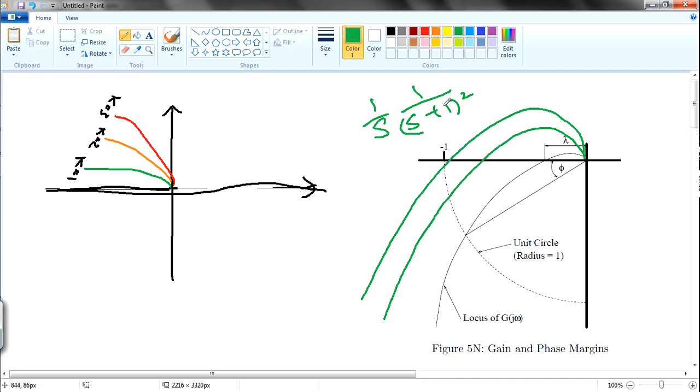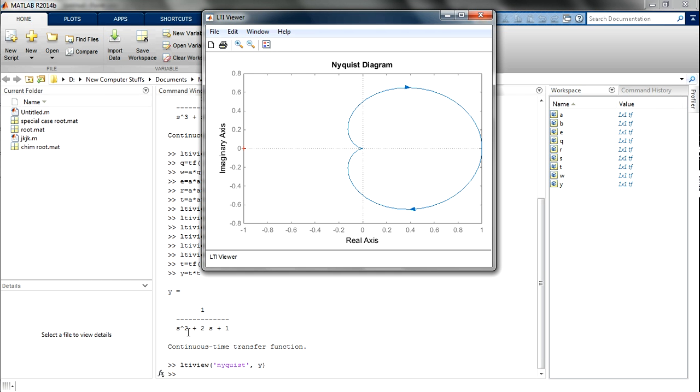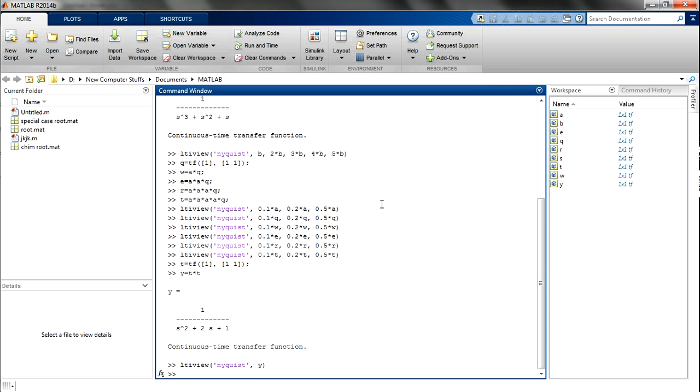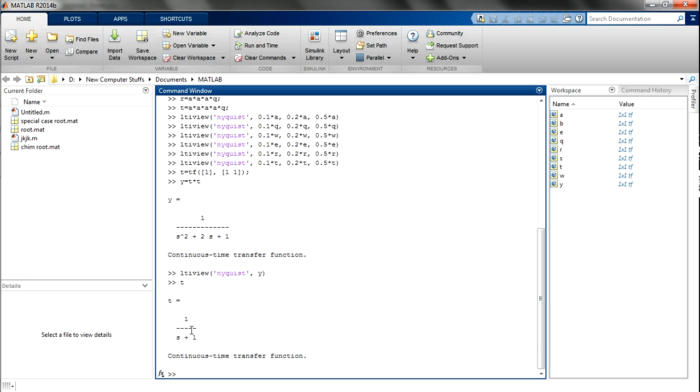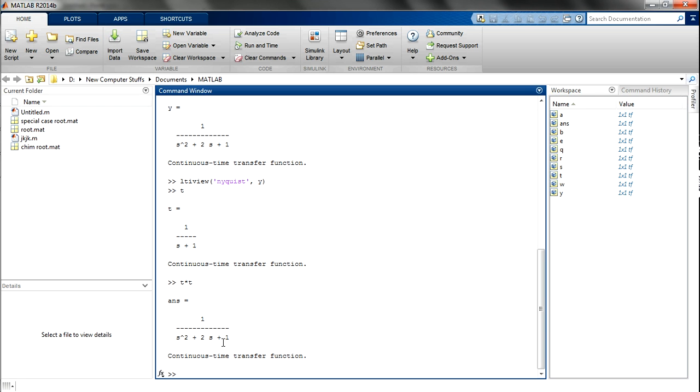So if let's say you are 1 over (s plus 1) squared, your root locus should be in this direction, correct? If it's 1 over s plus 1, without this one, it's actually this. If you don't believe, hold on. My y is s squared plus 2s plus 1, which is (s plus 1) squared. My t is actually 1 over s plus 1, so if I do t times t, I have 1 over s squared plus 2s plus 1.